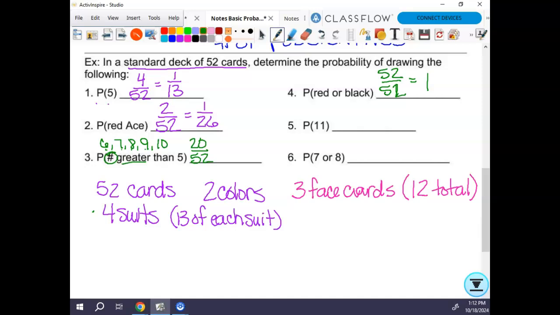Probability of drawing an 11. How many 11s are there? None. So that's 0 out of 52, which is 0.